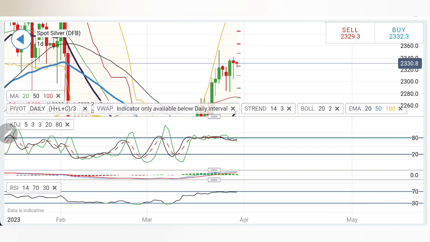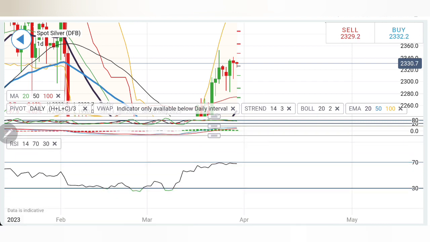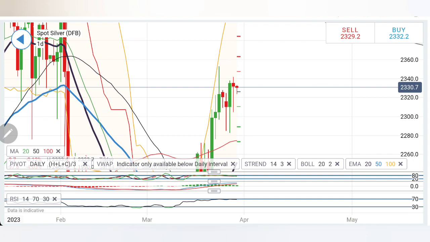Look at the stochastic, this has dropped a bit now, trying to look upwards. The MACD is still in green, trying to converge a bit, and the RSI is almost trading near the high. So considering this for the day, in between 23.20 and 23.45, do not take any position, do not trade silver today.